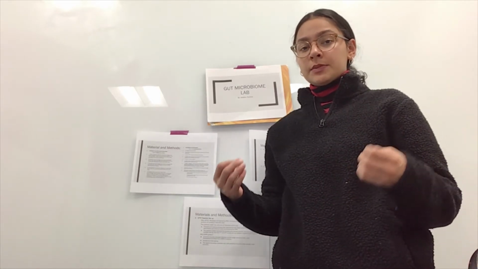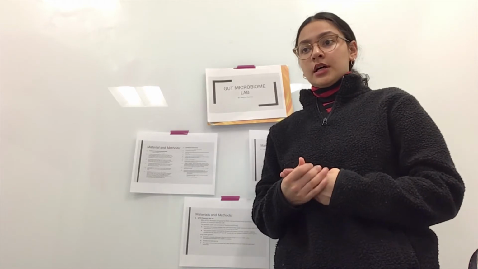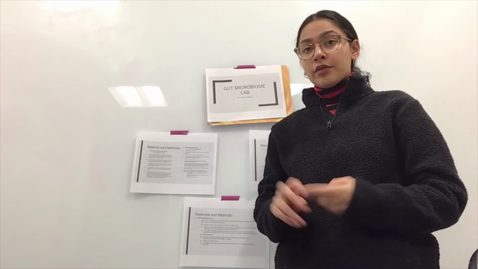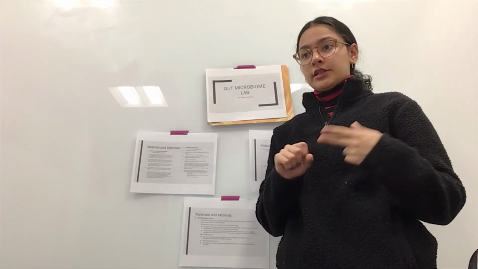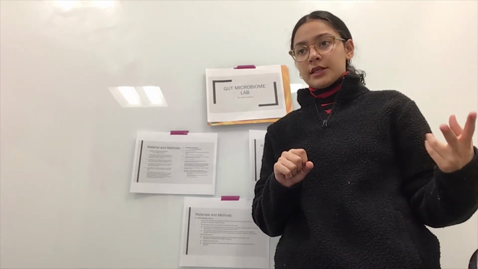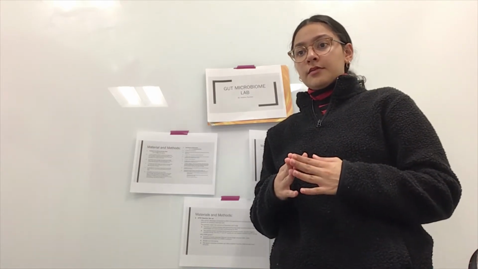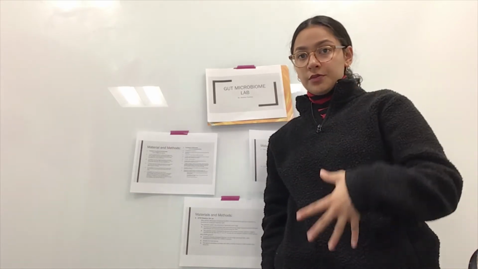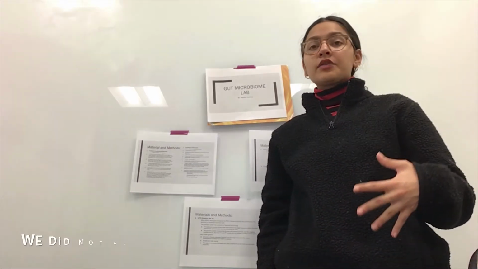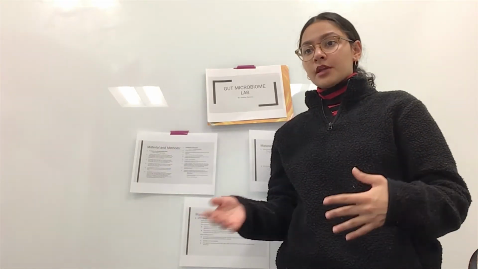Specifically, we used two kinds of primers. In the beginning, we used bacteria and fungi, both forward and reverse primers. They were used to target a sequence before the DNA polymerase can bind and start synthesizing the DNA. We did use a positive control in our first qPCR round, but we did not use negative controls for our subsequent rounds of qPCR.